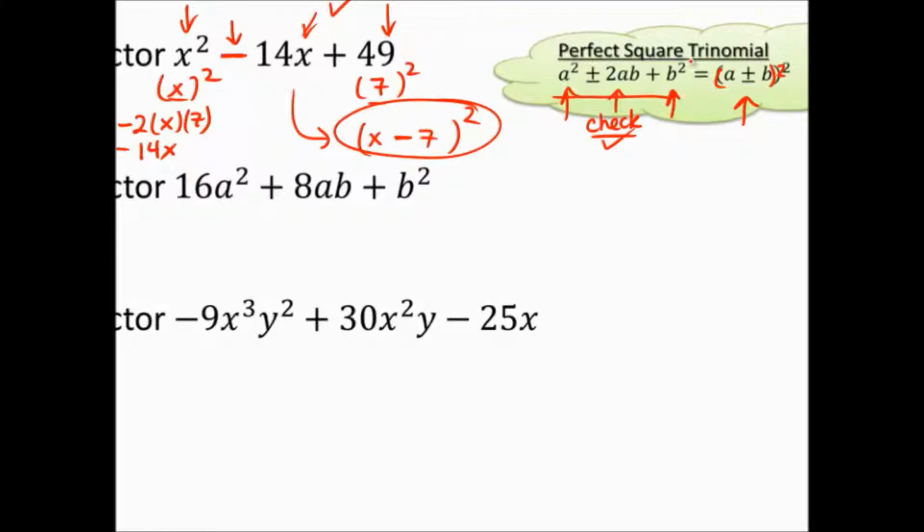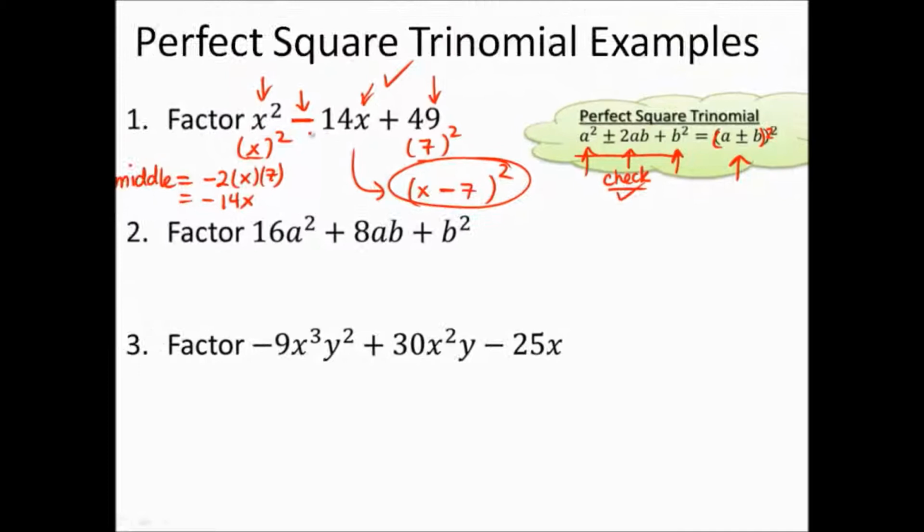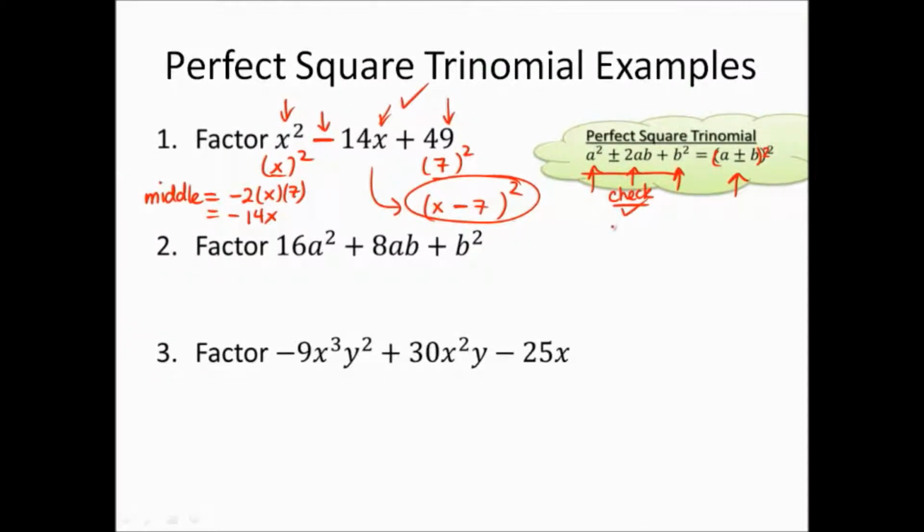You could also just take the first and the last, take their roots, put them in with the sign, and then on the side, open it up by distribution and just double check if your middle term works. If your middle term doesn't work, then you can't use the trinomial formula. Sometimes that will happen, so make sure to check your middle term. Alright, let's try the next one.